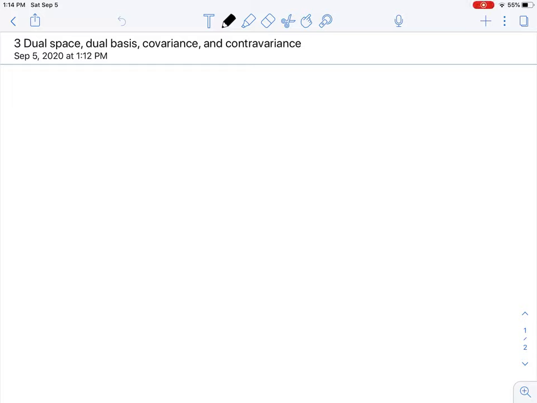Hi everyone, got another lecture today on vector spaces again. Today we're going to be talking about dual space, so the dual space to a given vector space, and that's going to be the space of linear maps from that vector space to real numbers. A dual basis, which is a basis for the dual to a vector space that naturally corresponds to a given basis for the vector space itself, and then covariance and contravariance, which are modes of things transforming under a change of basis.